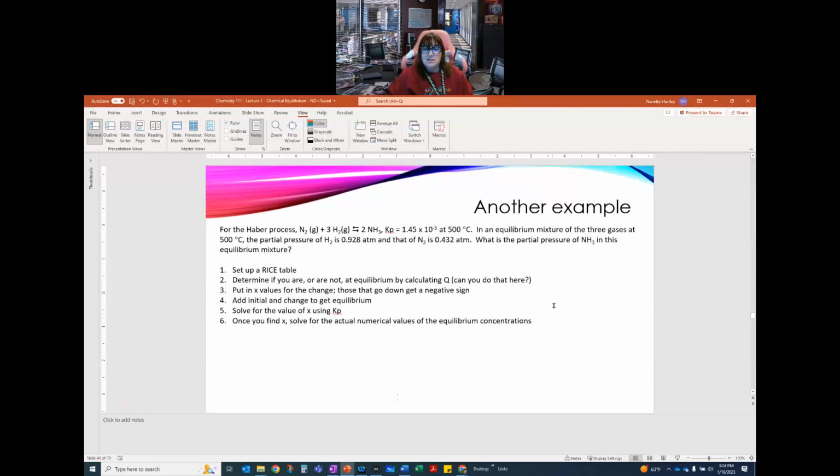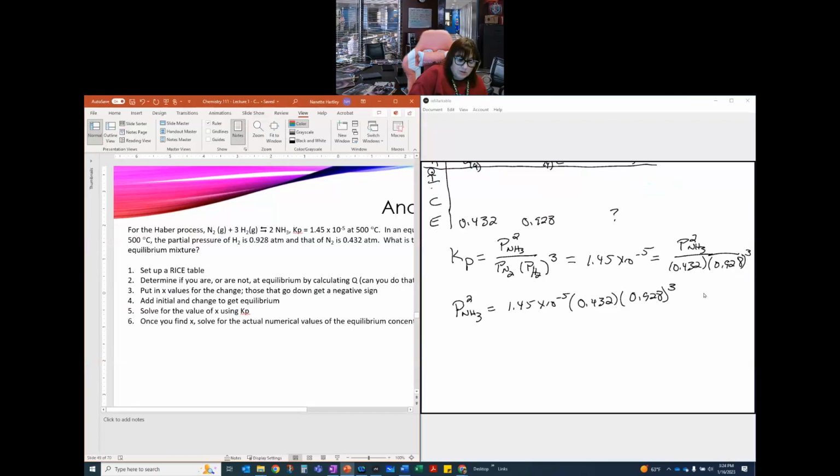Oh, geez, I'm so sorry. You can't see that. So I've multiplied the bottom values, those two numbers that I plugged in there, the 0.432 that I plugged in for the N2 pressure and the 0.928 that I plugged in for the H2 pressure, which is cubed. I've multiplied those over times the Kp, which is 1.45 times 10 to the minus fifth. And that's equal to the pressure squared for NH3. So I have that P squared NH3 right here that I'm trying to solve for.